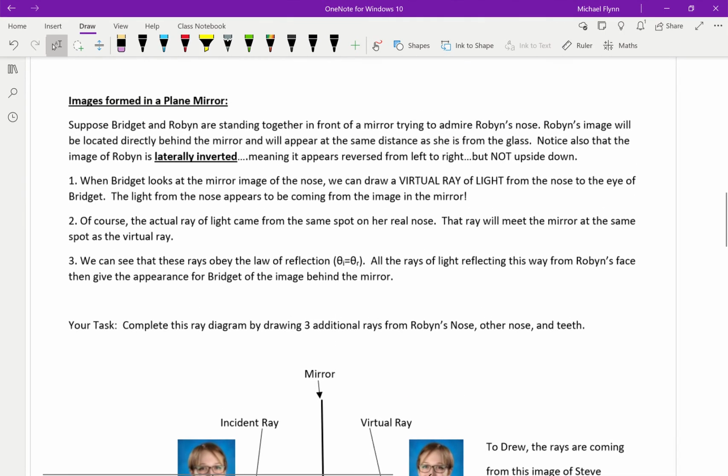All right, one topic left. How do images form in a plane mirror? Now, plane doesn't mean like it's not chocolate covered or anything like that. It's not like a plain donut. A plane mirror means a flat, perfectly flat mirror. Plane means flat in this context.